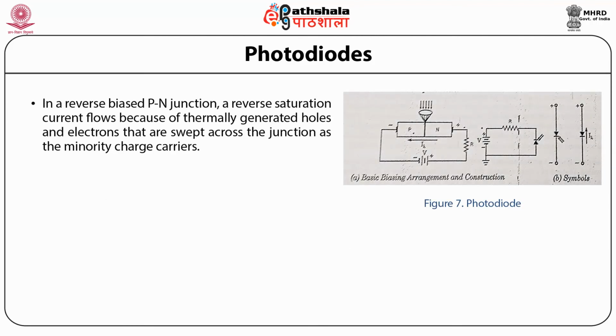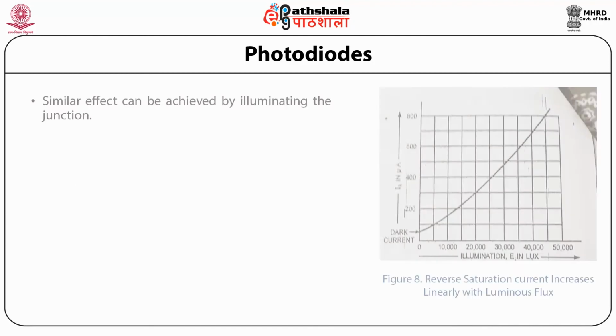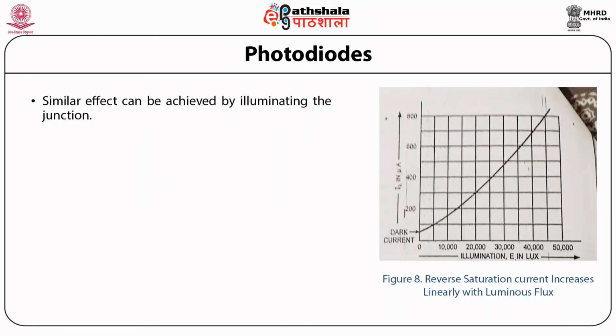In a reverse biased PN junction, a reverse saturation current flows because of thermally generated holes and electrons that are swept across the junction as the minority charge carriers. As temperature increases, more and more electron hole pairs are generated and this further increases the reverse saturation current. A similar effect can be achieved by illuminating the junction.